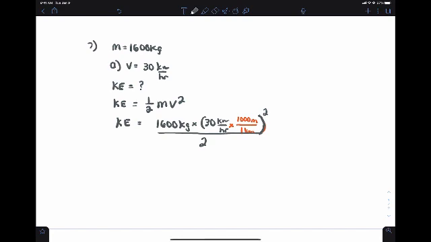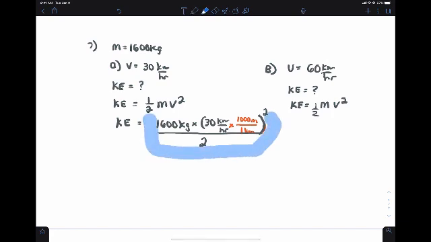For part B, I'll put it over here. For part B, what happens if you have a velocity of 60 kilometers per hour? Now you might say, well, hey, the velocity is twice as much, so my kinetic energy is twice as much. Well, you may not want to go with that route, okay? Let's plug the numbers into your calculator and see what this actually turns out to be. You'll follow the same procedure right here for part B.